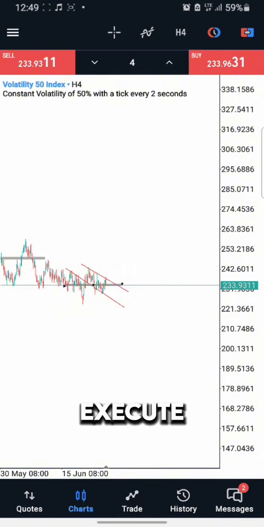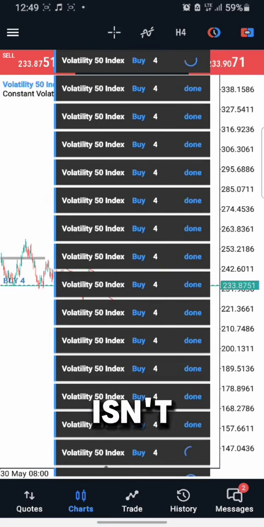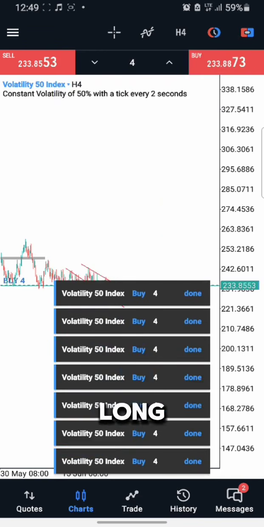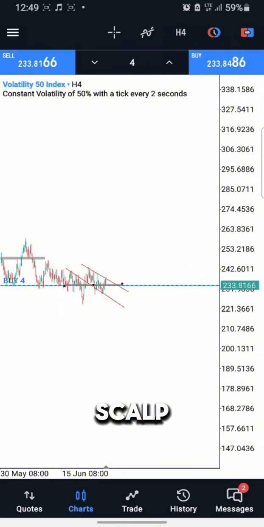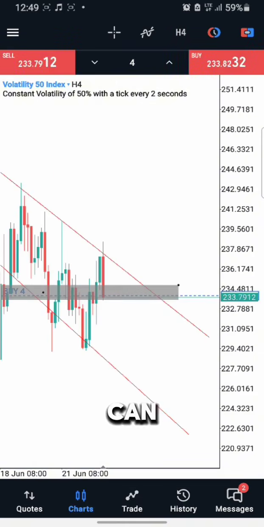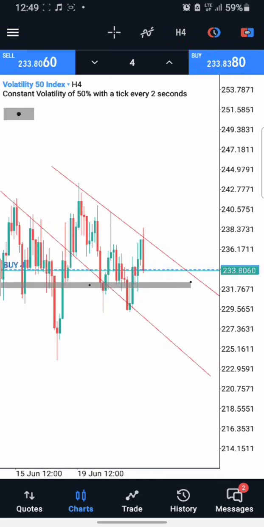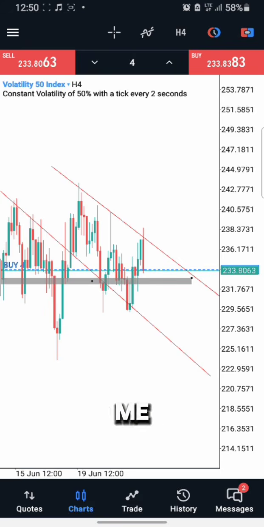So let me execute the market and tell you how I managed to see that. This is just scalping because the market isn't going to stay long in that direction. So you're just going to scalp. This is why I put many positions, so that you can collect as much profit as we can and then leave the market. So that you can see, let me adjust.